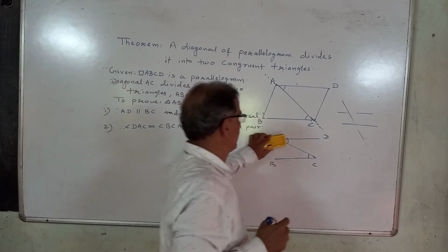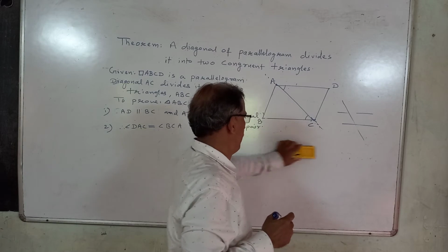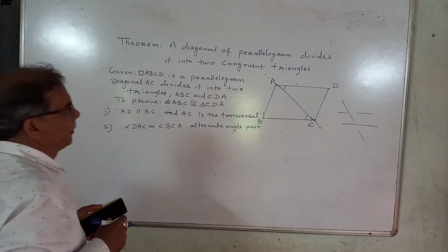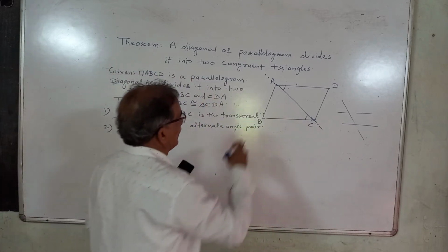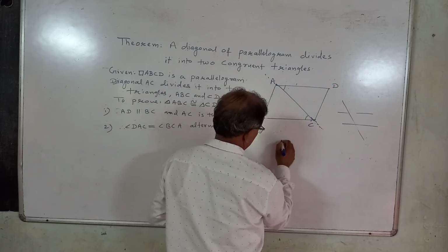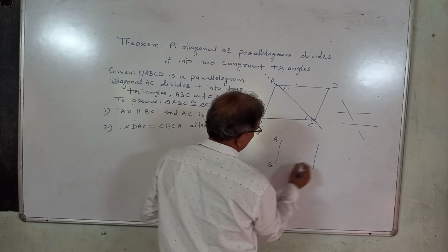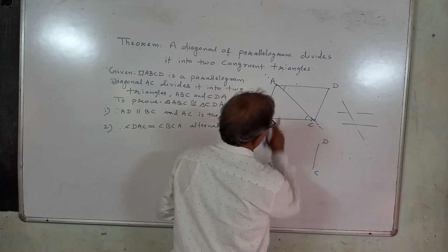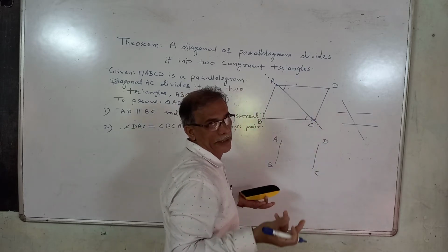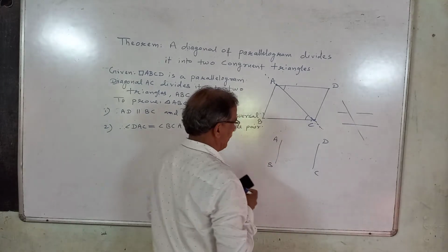Now let us consider the second pair of parallel lines. Which is the second opposite pair? This AB parallel DC. Why? Opposite sides of parallelogram. Opposite sides of parallelogram means they are parallel to each other, isn't it?